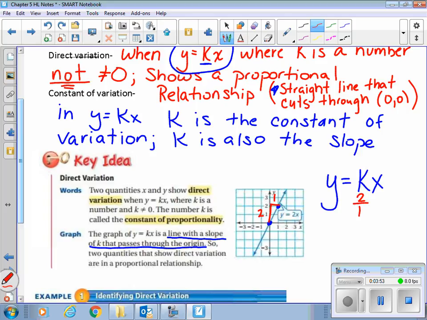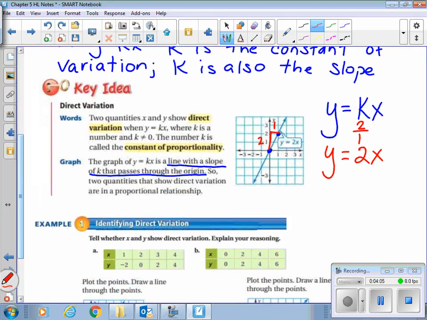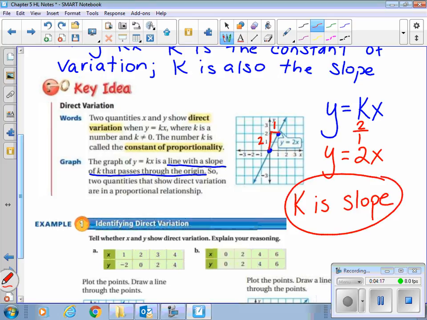So if I want to come up with an equation that matches that line, I would say y equals 2x, because 2 over 1 is just 2. And in that equation, y equals 2x, 2 is the k. It's the constant of proportionality. It's also the slope. So k is really slope. Right? That's one thing that we want to remember. That will help you to very easily come up with an equation for direct variation of a line.